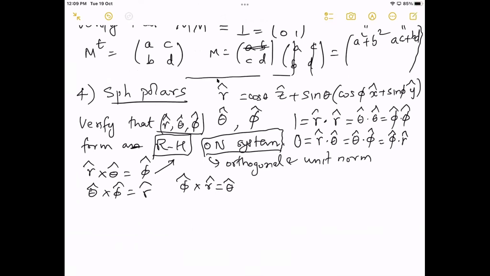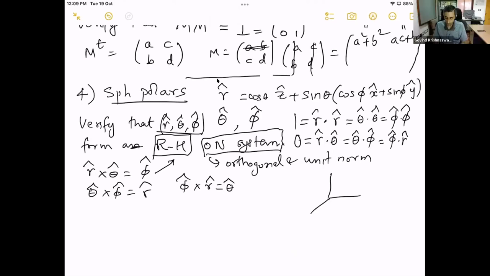Sir, I didn't fully get why it's superfluous to do all three. I'm not sure why the first condition would imply the other two. Okay. First, let me look at it geometrically. Suppose you have x, y, z here. What we are saying is that when you cross x with y, you get z. Now I invite you to check that if that holds and you take one more cross product.